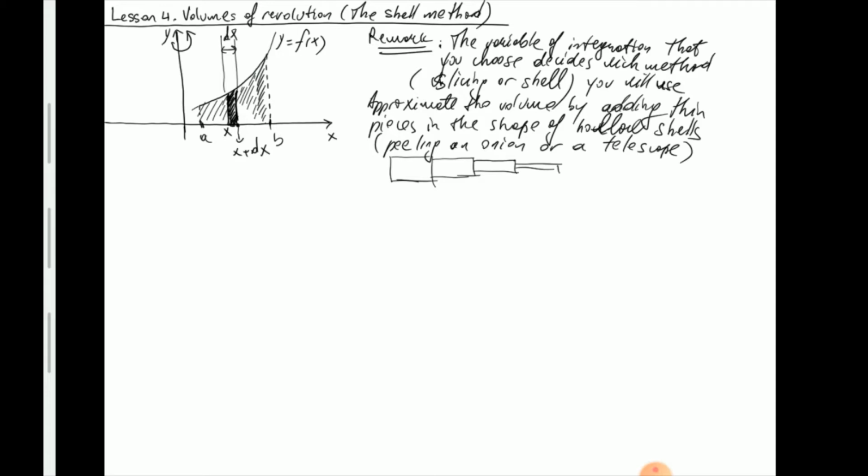Just like in the slicing method, except now you don't cut the slice like a loaf of bread over the axis of rotation, but you scoop outer shells. And this is the margin of the outer shell, because this is the rotation about the y-axis.